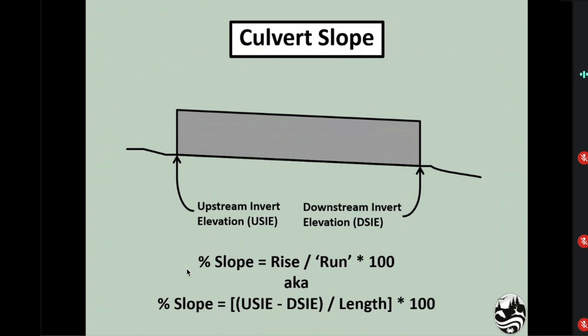Essentially, you're going to have an elevation upstream, let's say it's 10 feet, and an elevation downstream, let's say it's 8 feet. So there's 2 feet of difference between those two. That's your rise, the elevation rise. And then run is the length. Let's say it's 20 feet. So you got 2 feet over 20 feet. That's 44%. I don't know if I'm doing that right, but we'll practice tomorrow.